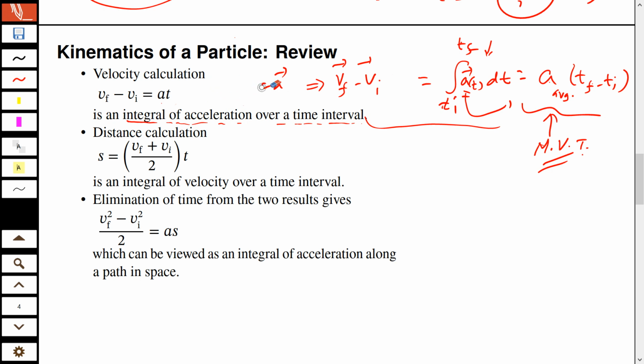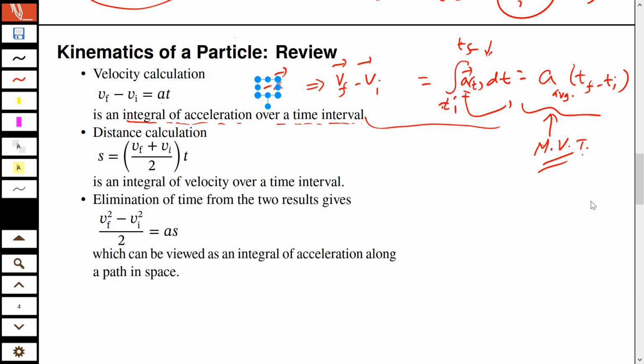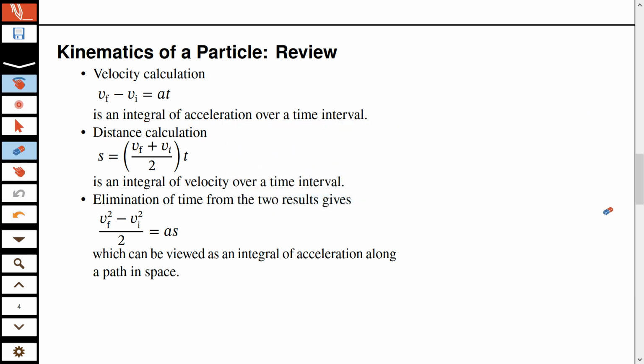But what was our main aim here? Our aim is that we viewed this equation as an integral of acceleration over time. Which means that acceleration can be integrated over time, and it gives you the change in velocity.